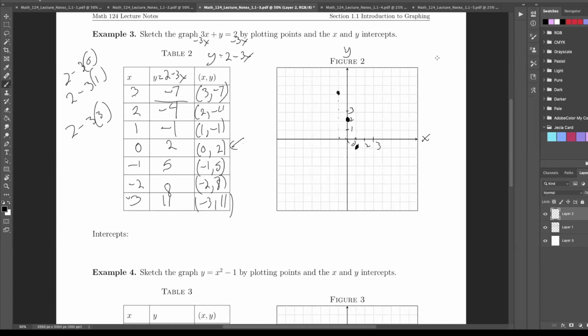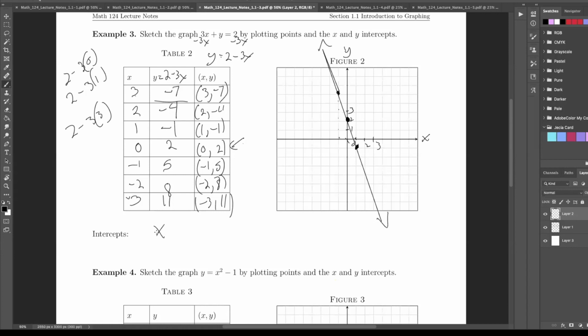And then here we can graph our line. Let's see if I can just cheat. I think in Photoshop, yeah, I can just do that. And so here I got a rough sketch of a line. And so here's our line.